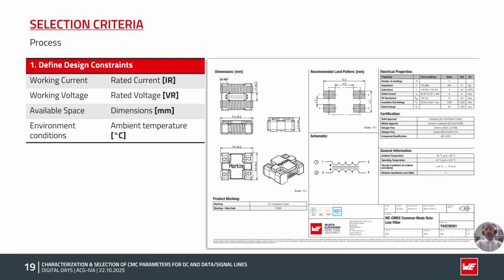For a general case, when selecting a common mode choke, several factors must be considered. The designer should have the application constraints clear and must start from the main one. That could depend on the design phase. For example, if the PCB has already been defined, the available space will be a critical constraint. If we are still defining the PCB, we could start with the working current that will define the rated current, or with the working voltage that will define the rated voltage.